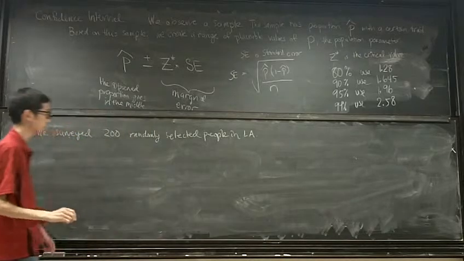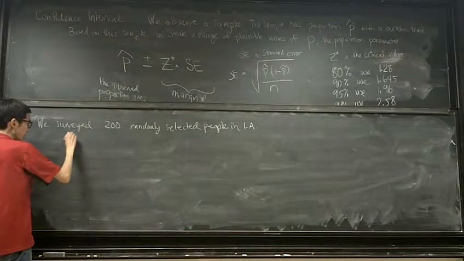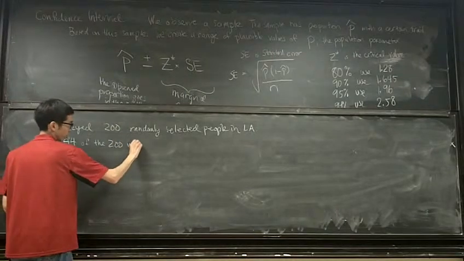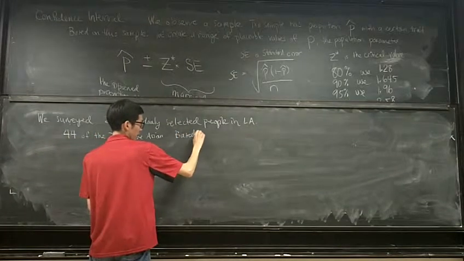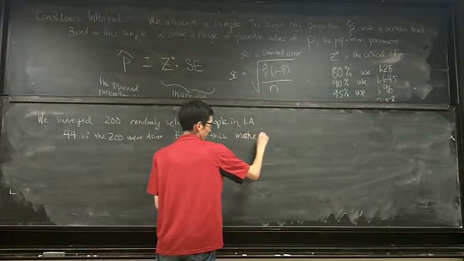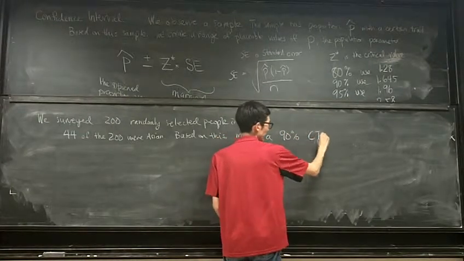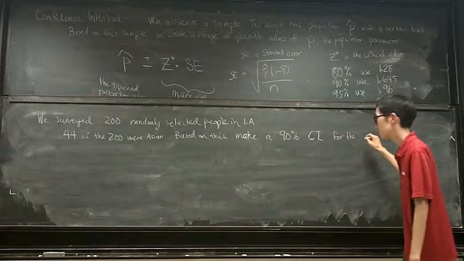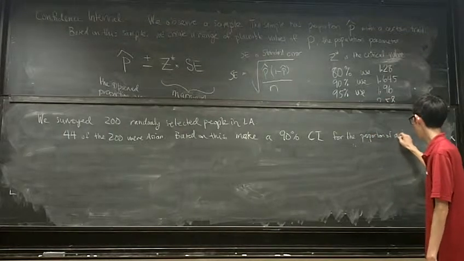Okay. So randomly selected is met. Okay, and then we're going to say 44 of the 200 are Asian. Okay, so based on this, make a, we'll say 90% confidence interval, abbreviated CI, for the proportion of Asians in LA.